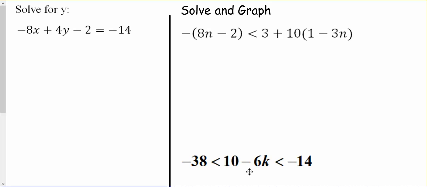This is the warm-up for Lesson 14, Formulas and Functions, Day 2. So take a second and do these three problems.